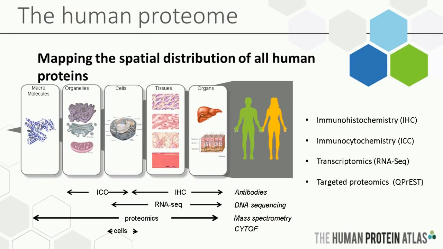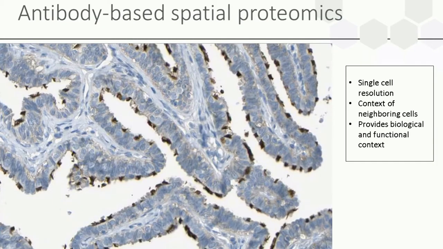The mapping of the spatial distribution of the proteins is our prime focus here. We do it with antibodies, DNA sequencing, mass spectrometry, and CyTOF. In this way, we can map the different proteins in the different parts of the organelles, the cells, tissues, and organs. Our main focus is immunohistochemistry, immunocytochemistry, transcriptomics using next-generation sequencing, and then also targeted proteomics.